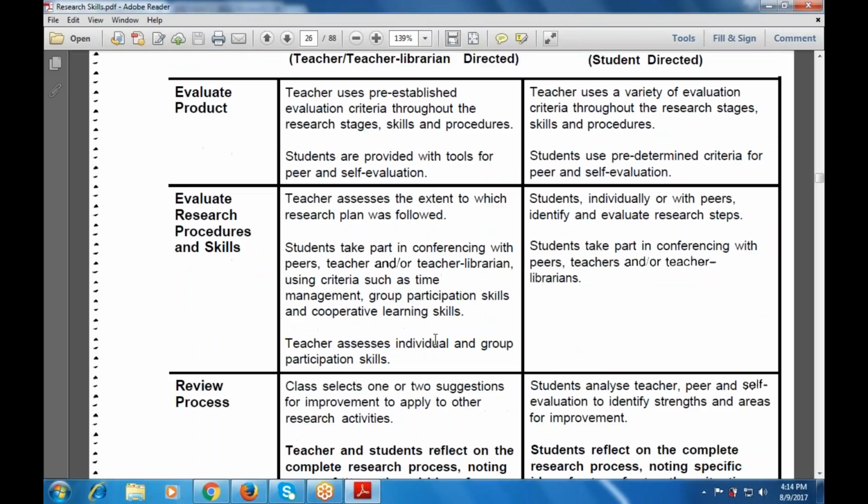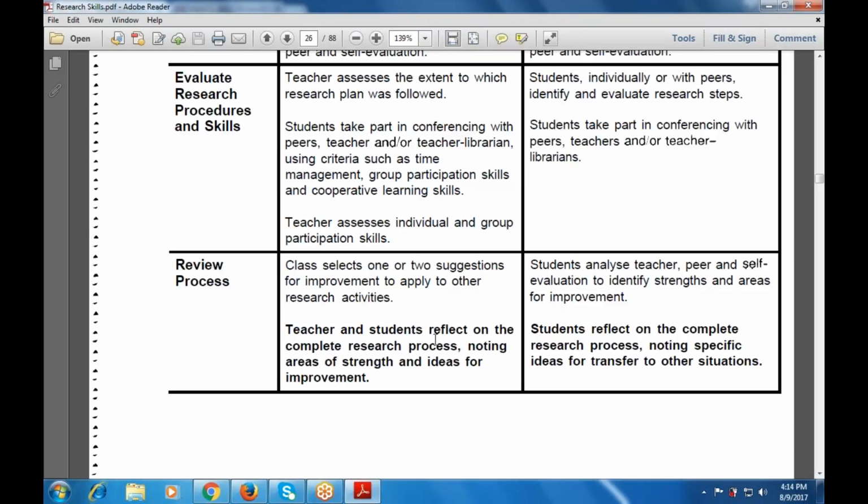Then the review process. The class selects one or two suggestions for improvement to apply to other research activities. They also include various strength strategies for the improvement. They make the connections, reflections, complete the research process, noting the areas of strength and the ideas for improvement. They also reflect on the complete research process, noting specific ideas for transfer to other situations. That is also the review process.